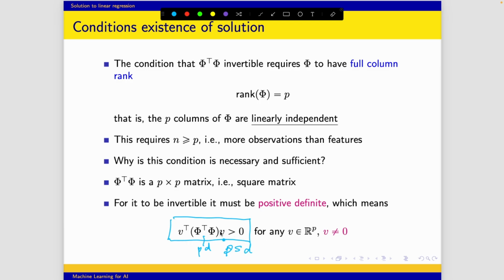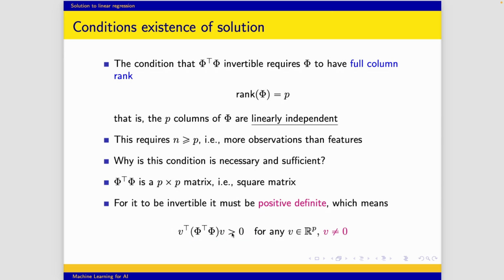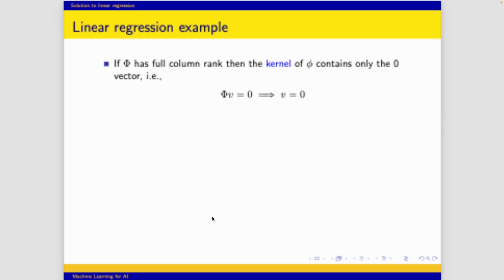So this has to be true for any, well, what is this going to act on? Since this is p by p, it's going to act on vectors in R^p, vectors in a Euclidean space of dimension p. So this has to be true for all v not equal to the 0 vector. And if this is true, then we know that this matrix is positive definite, and therefore we know it's invertible. Watch the linear algebra videos on the relationships between all of these things, and also the kernel and the eigenvalues of the matrix.